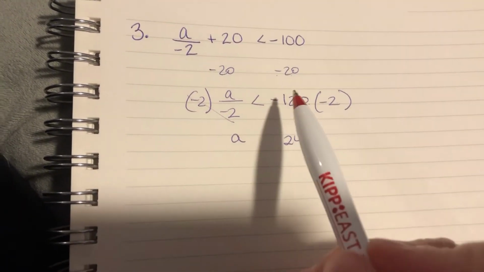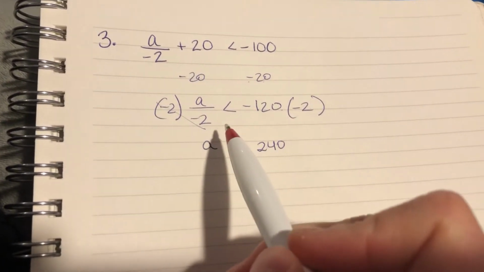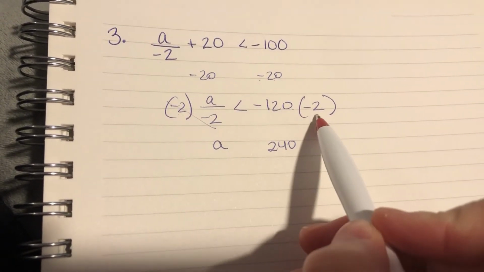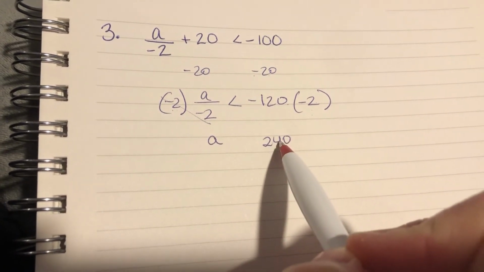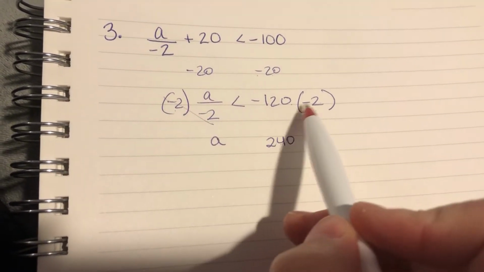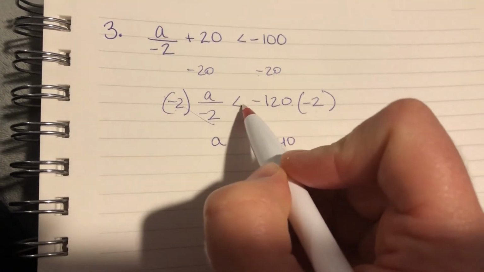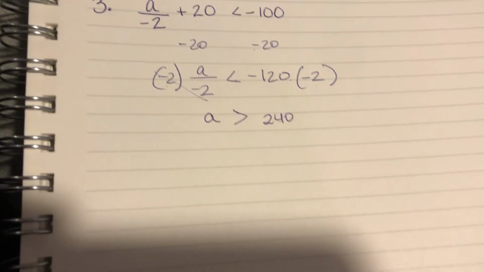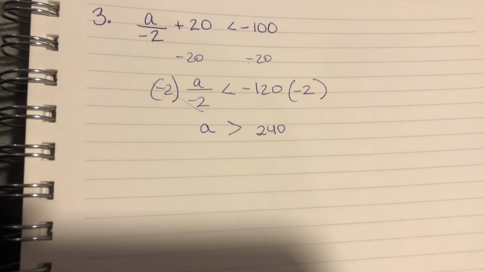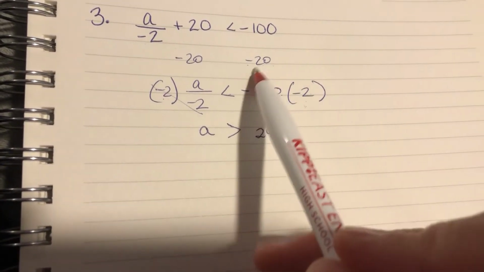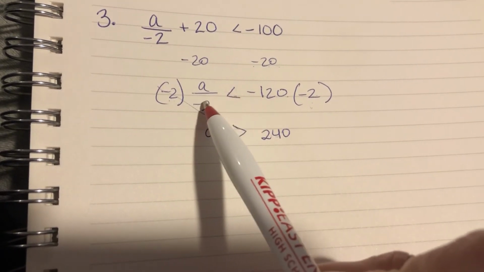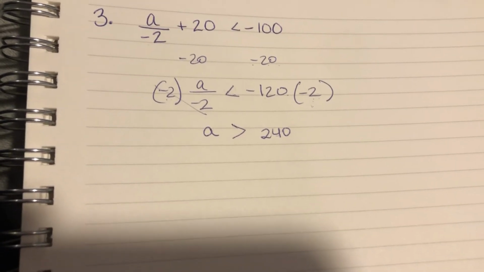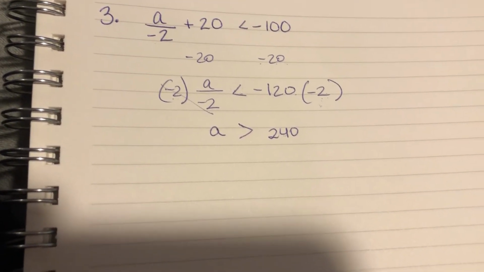And then this is the only kind of weird rule that you have to memorize when you're doing inequalities. Because I multiplied by a negative 2, this negative changed to a positive. So anytime you multiply or divide by a negative, you're going to switch this sign. So instead of it being less than, it's actually going to become greater than. And so the answer is a is greater than 240. So again, you only flip this sign when the number that you are multiplying or dividing both sides by is a negative number. So that's how you solve it.